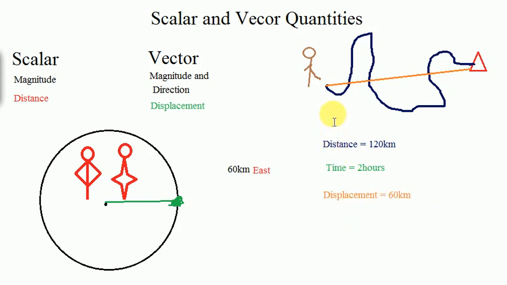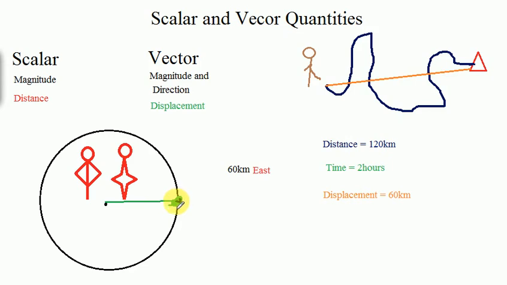So the distance that you covered is from this point to here, right? And the displacement that occurred is 60 kilometers, and it required 2 hours. Okay, so did you get the difference between distance and displacement, what exactly it is? Now I will give you one more example to understand these things in detail.